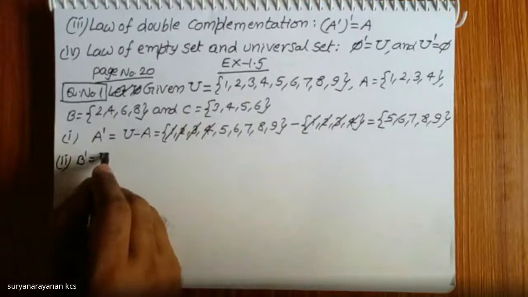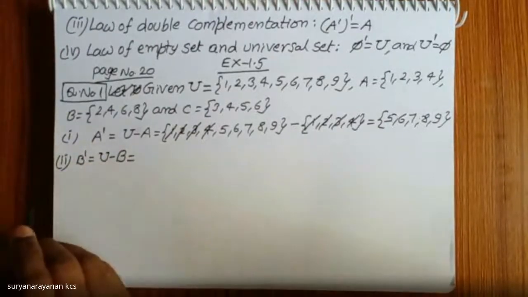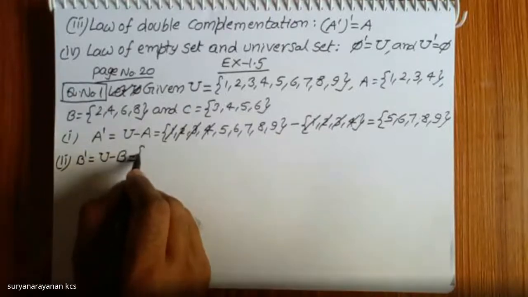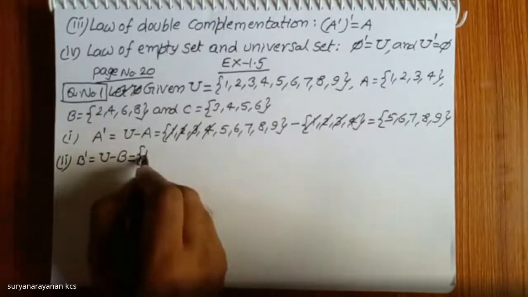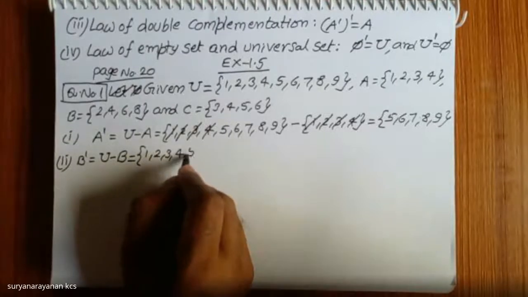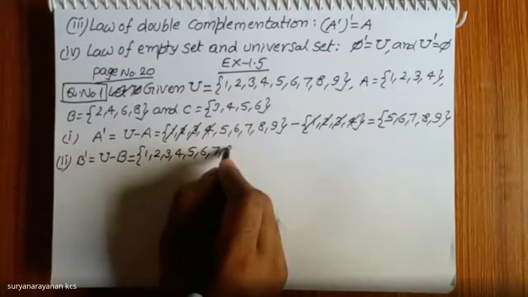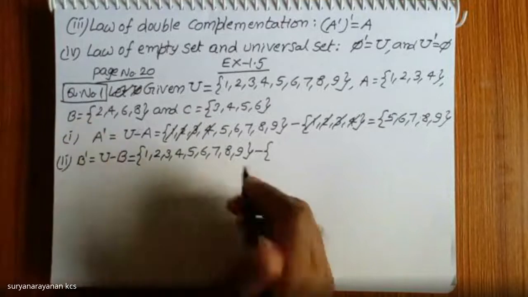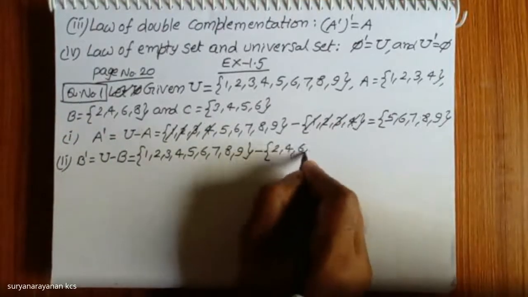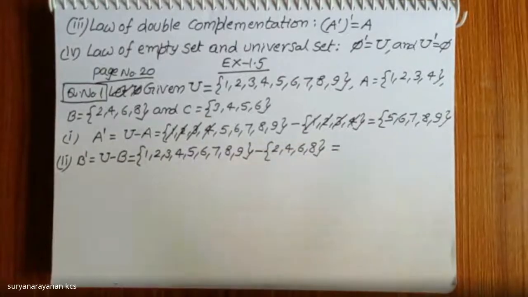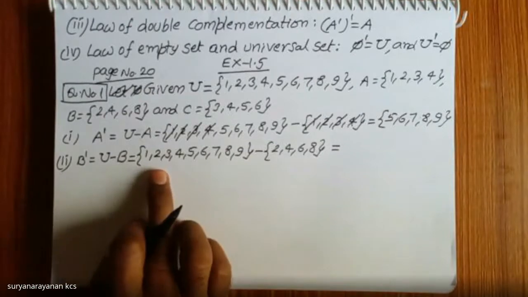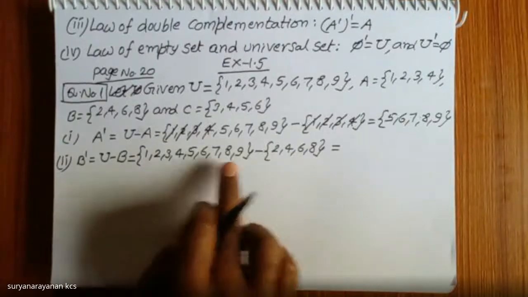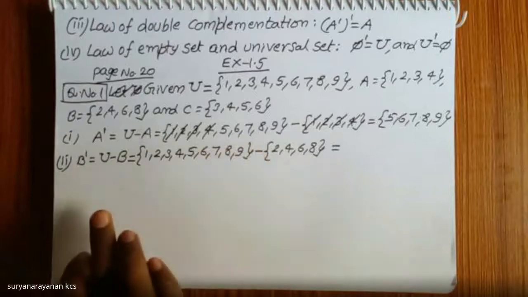Universal set minus B, universal set minus B. Then first we write the universal set: set 1, 2, 3, 4, 5, 6, 7, 8, 9 minus set B. What are the elements in the set B? 2, 4, 6, 8. Okay, my children. Now, who will tell the answer for this question? How can you find the difference of these two sets?